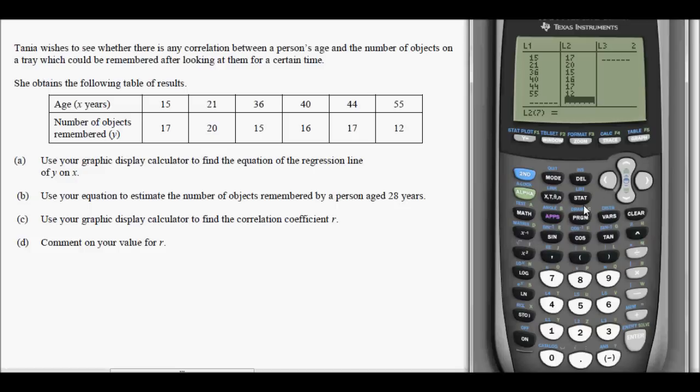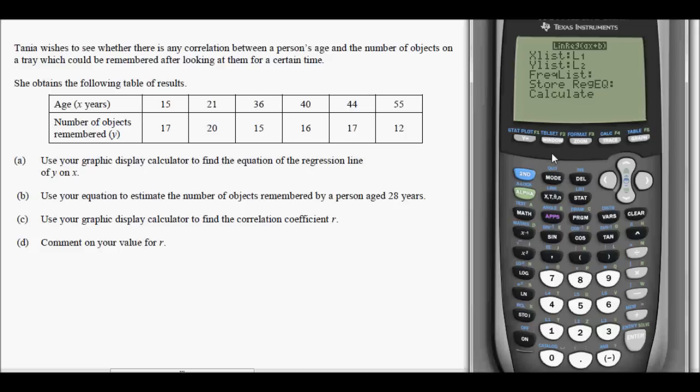So they want to know the equation of linear regression, so we go to stat. We arrow over to calculate. Instead of doing one variable statistics, we'll do linear regression, which is 4. List 1, list 2. We don't have a frequency list here because this isn't frequency data. If it's frequency data, you could put L2 there.